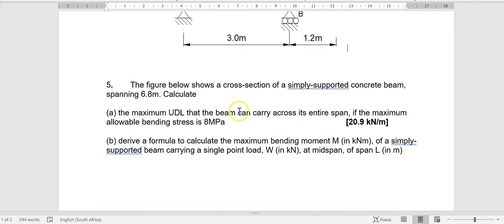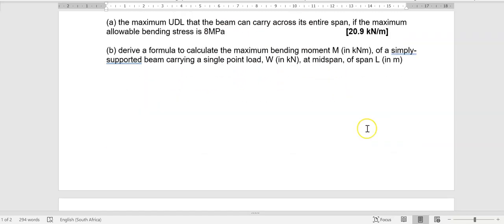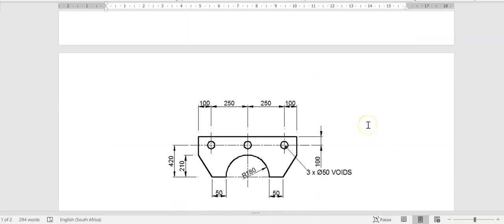I'm going to the next one. It says the figure below shows the cross section of that, spanning that. So that's L. It says find small w, and there's F. It says find the UDL, and there's the cross section. So what do you need to do? You need to work out Y top, Y bottom.